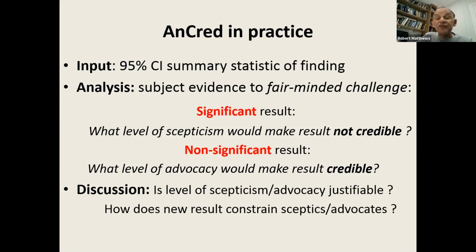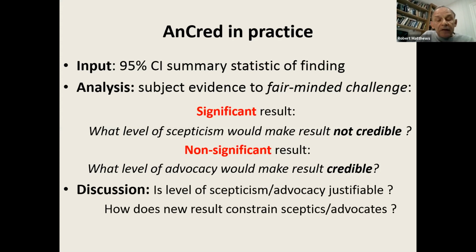Where's your evidence? Cite it. How good is that evidence? And how does this new result constrain skeptics and advocates? So instead of being able to just claim, oh, it's more than 0.05, so there's nothing to see here, or it's less than 0.05, yeah, there's clearly something happening.